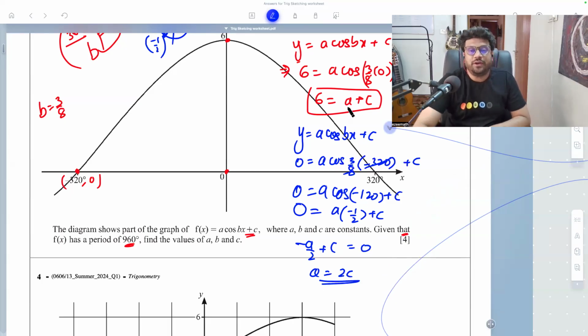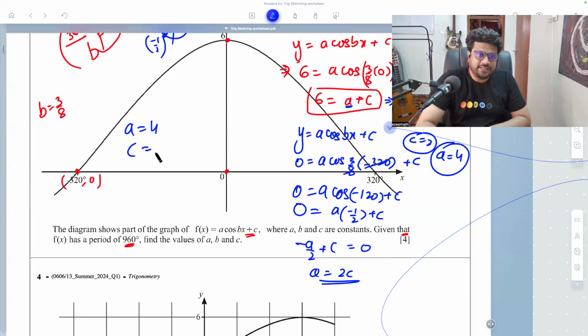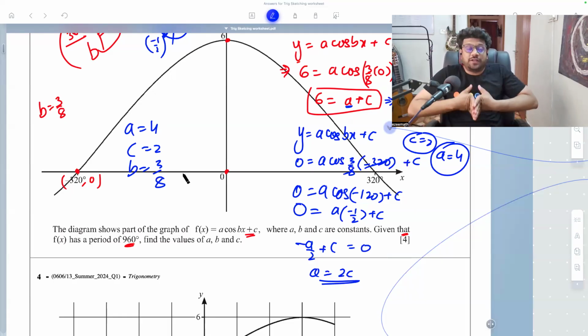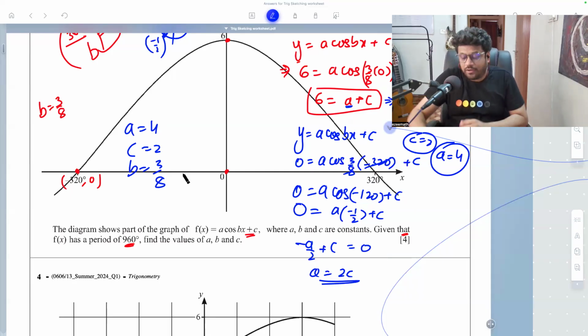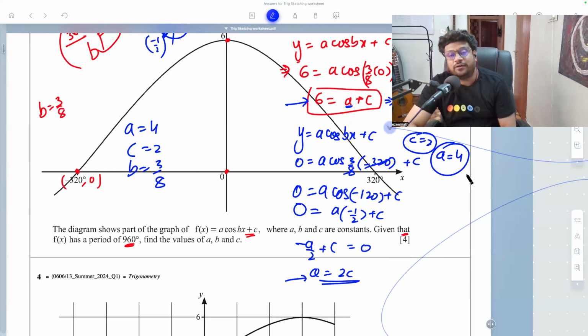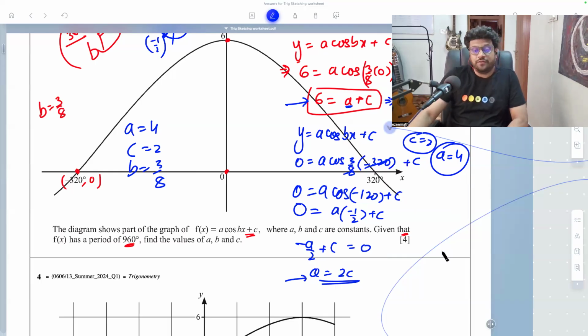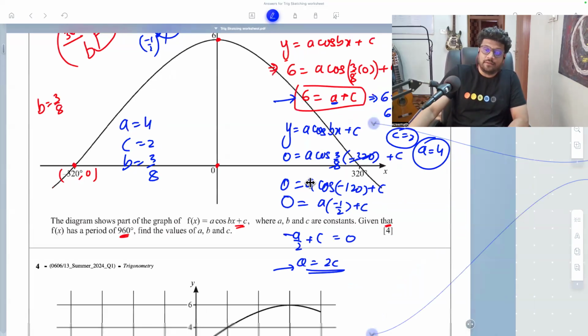And I'm going to substitute a equal to 2c out there. So 6 equal to 2c plus c, 6 equal to 3c, c comes out to be 2. And of course, a being 2 times c is going to be 4. So a is 4, c is 2, b equals 3 by 8. Well, you saw I used the points on the curve to figure out the values of a, b, and c. I got a simultaneous equation in a and c, and I used that to solve all the values of a, b, and c. That's about it.